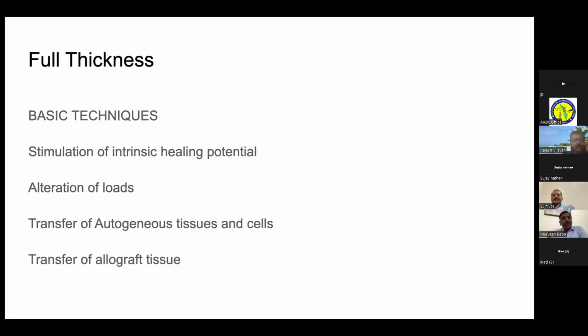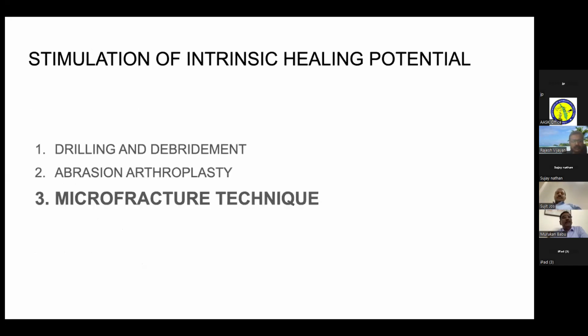All these treatments depend on four basic techniques. First, stimulation of intrinsic healing potential: the body's intrinsic potential is augmented by procedures like microfracture. Then alteration of joint loads, where OATS treatment comes in, then transfer of autogenous tissues, and transfer of allograft tissue. These are the basic four techniques of treating all these full thickness cartilage lesions.